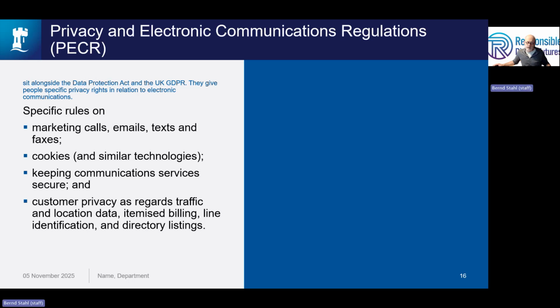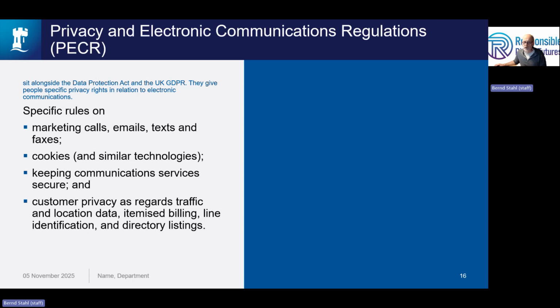I want to quickly touch on the Privacy and Electronic Communications Regulation because it also is relevant to you as computer scientists and professionals. It may very well also be relevant to you in your group project. So this is a local piece of regulation that sits alongside the GDPR and gives people specific rights with regards to electronic communications. So that has rules on marketing calls, email, text, cookies, communication services, and customer privacy with regards to location data, billing data, identification, and directory listings.